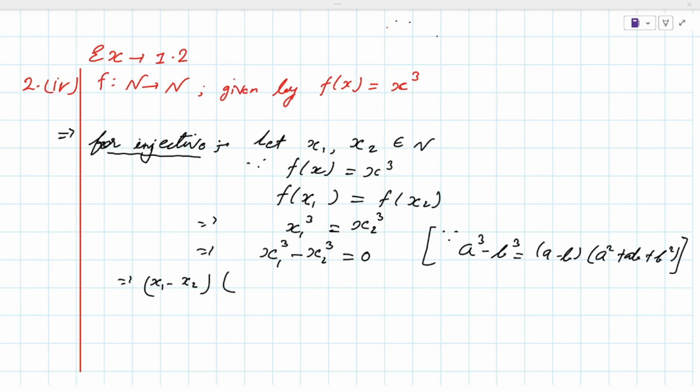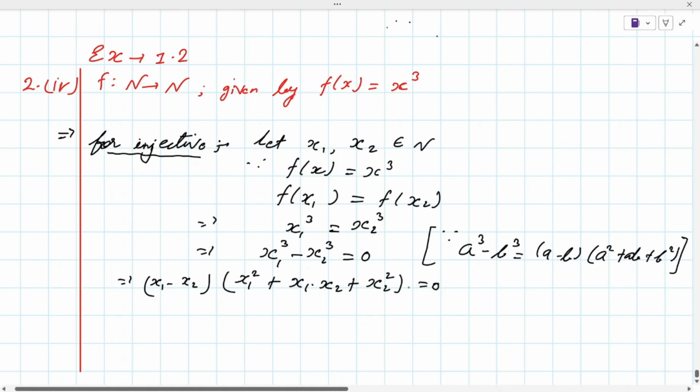Because here we have to break down into factors. So the two factors will be x1 minus x2 as the first factor, and the other one will be x1 square plus x1 into x2 plus x2 square, is equal to 0. Is it clear? Or any doubt? No doubts. Now we will solve it.